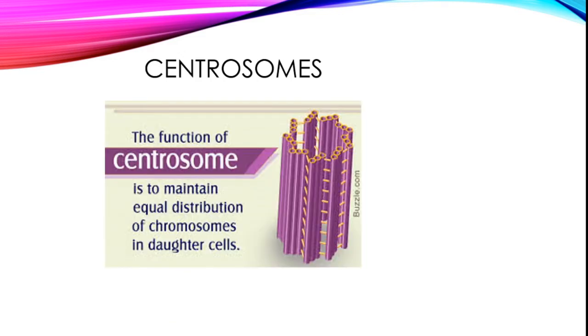Next cell organelle we come to is the centrosome. Now the centrosome is an important cell organelle which is present only in animal cell, and it is absent in plant cell. The function of the centrosome is to maintain equal distribution of chromosomes in the daughter cells. At the time of cell division, these centrosomes help to distribute the chromosomes present in the nucleus equally.